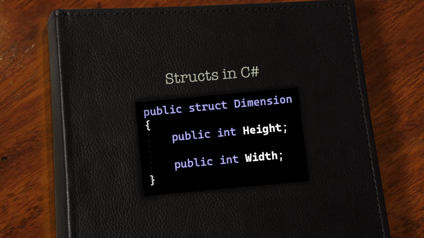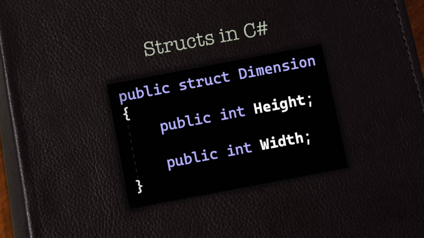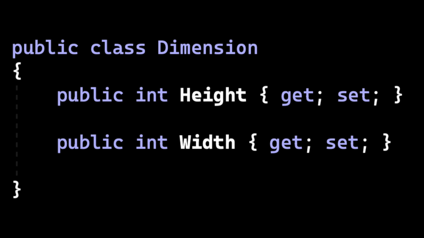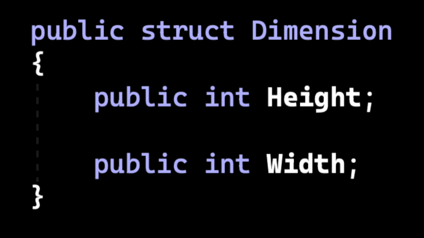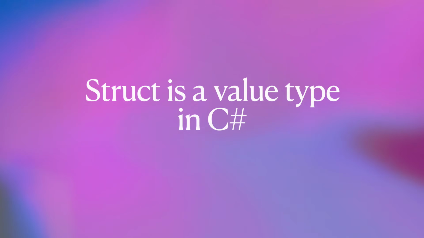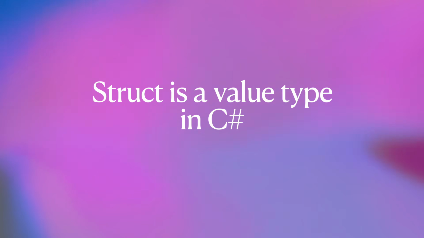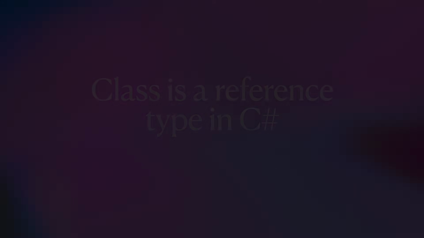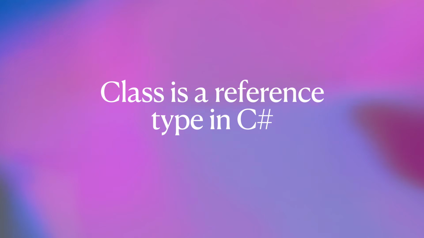In this video, we are going to talk about structs in C# and the differences between a class and a struct in general. The biggest difference between the two is that a struct is a value type, and a class is a reference type, so the struct resides on the stack and the class resides on the heap.